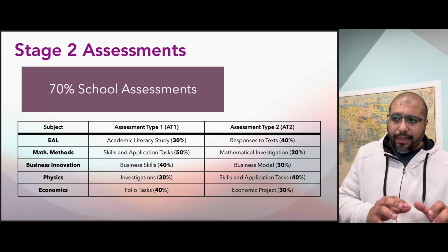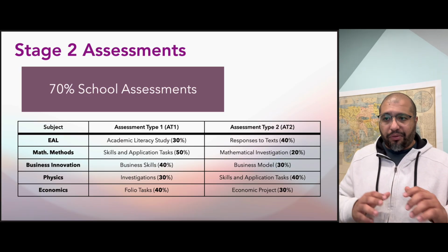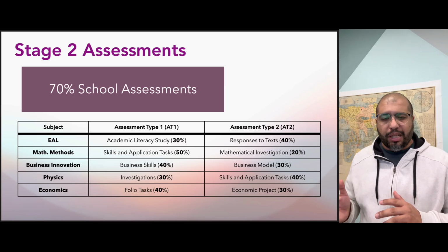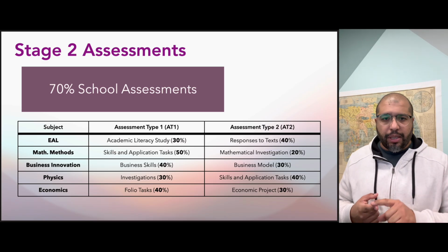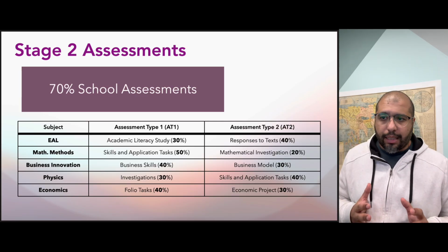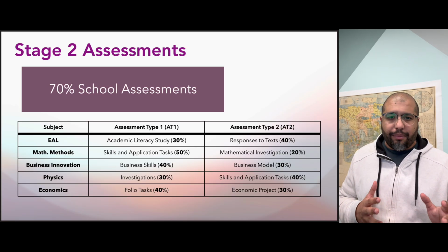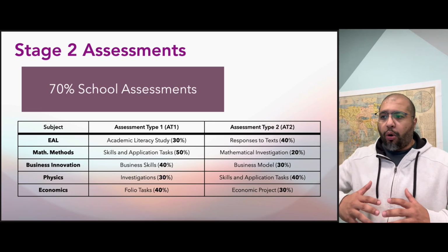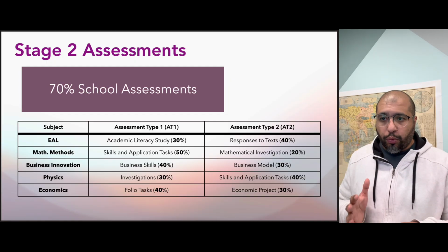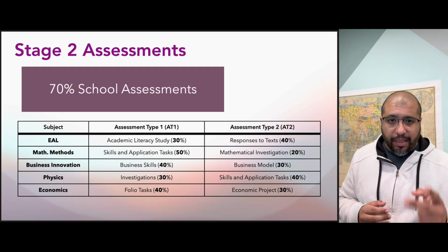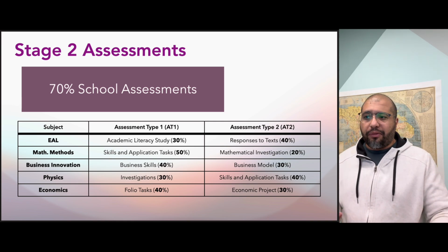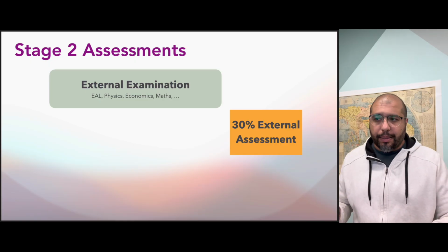Additionally, the percentage for each assessment type is different from subject to subject. It is 40% for AT1 and 30% for AT2 in business innovation, 50% for AT1 and 20% for AT2 in mathematical methods and specialist mathematics and so on. But essentially, all SACE subjects at Stage 2 have their school assessments divided into 2 assessment types, and the weighting is indicated in the subject outline that you can find on the SACE website.